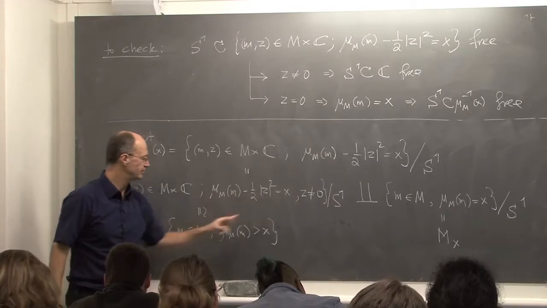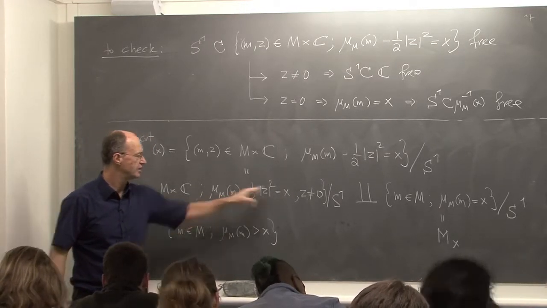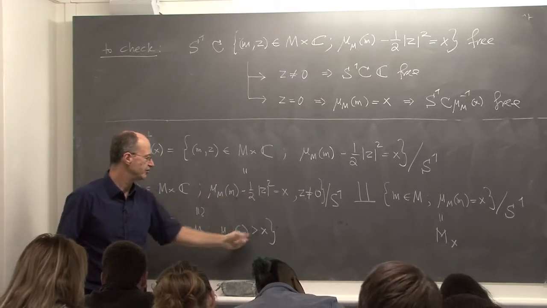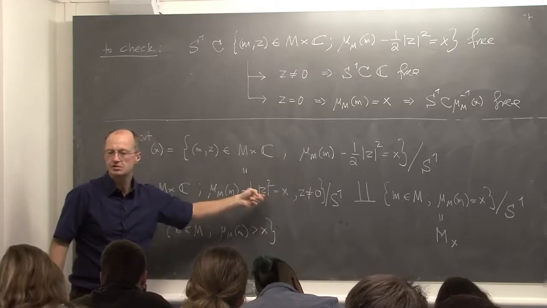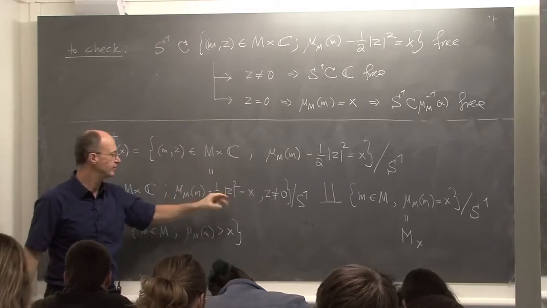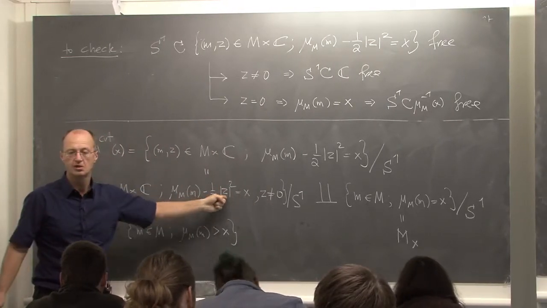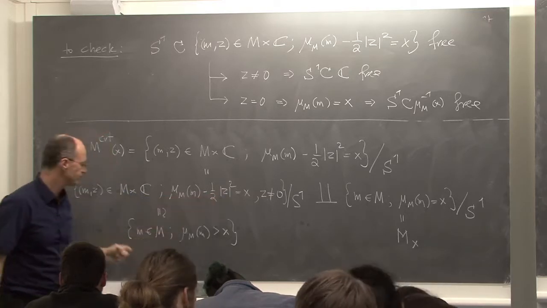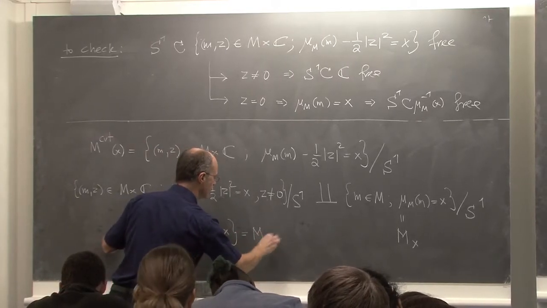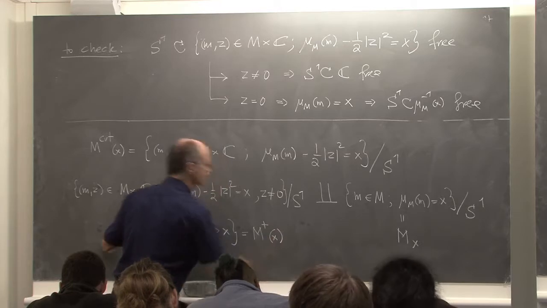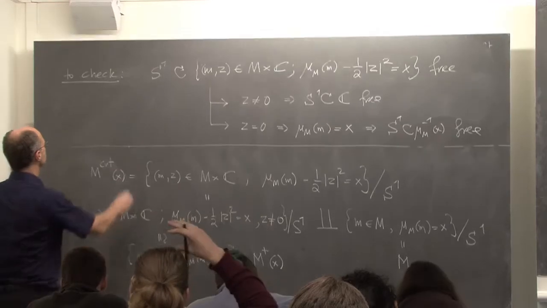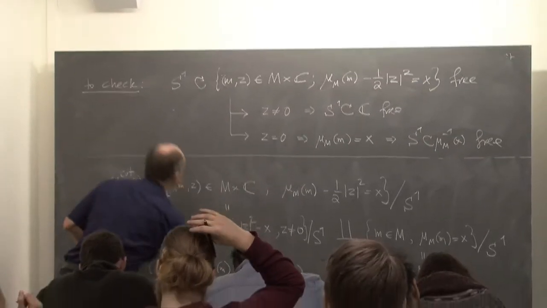Right? So look at this equation. So we have mu M of M is equal to X plus this number. Of course, if mu of M is strictly bigger than X, there are always Z's in C which satisfy this equation. Now we can divide by the S1 action by killing the phase of Z. So we completely get rid of Z. So we get this space. Let me call it M plus of X. So you see, it's actually kind of interesting what's going on.